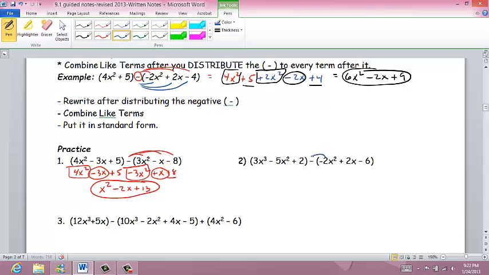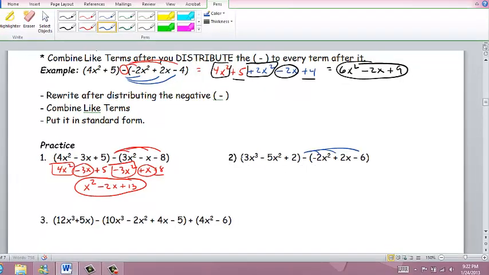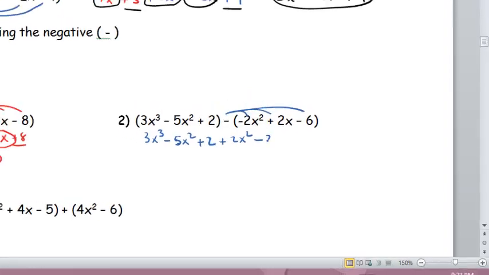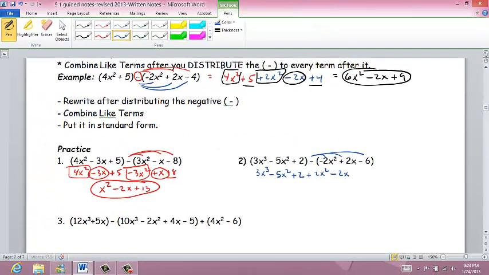Next example. When you distribute that negative, do I have to distribute anything to the first set of parentheses? No. So 3x to the third minus 5x squared plus 2. Now, this negative 2x squared becomes positive 2x squared. The positive 2x becomes negative 2x. And the negative 6 and negative make a positive 6.